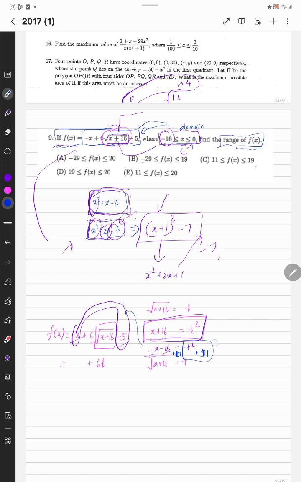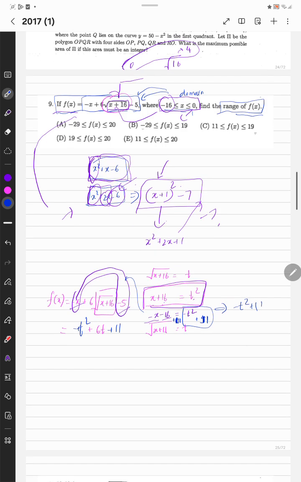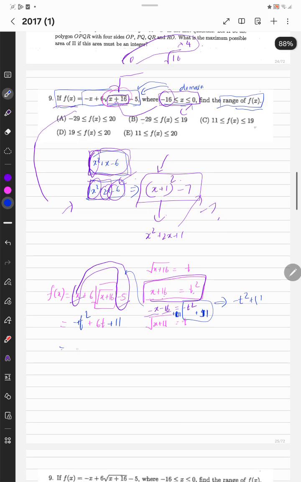So you get negative t square plus 11. So you can write the whole expression as negative t square plus 6t plus 11. So we were able to rewrite the whole expression in this form. So what is the range of an expression like negative t square plus 6t plus 11?